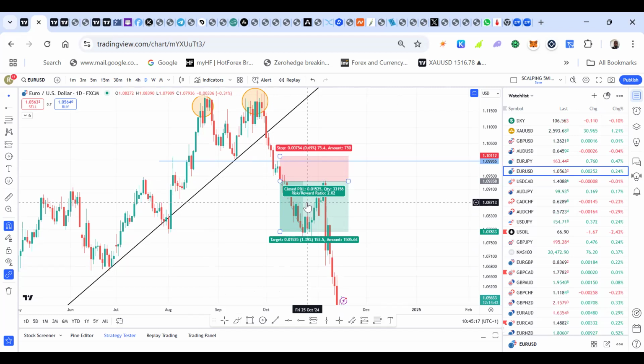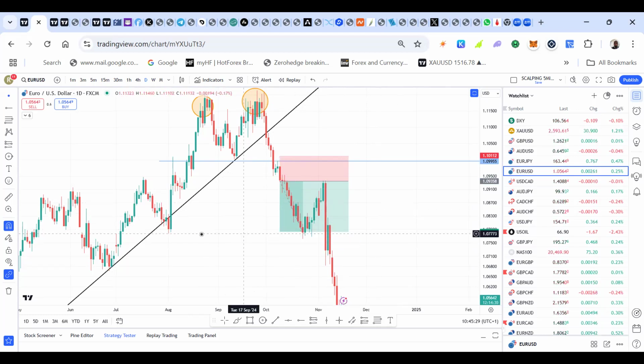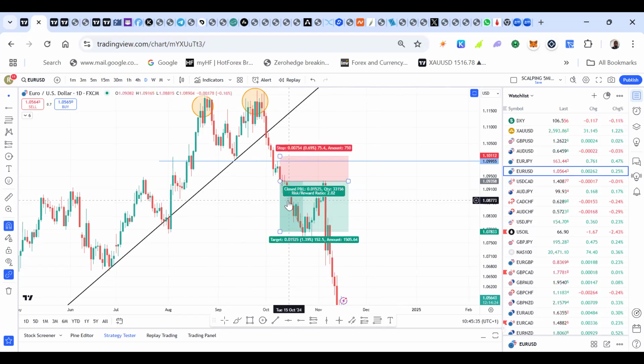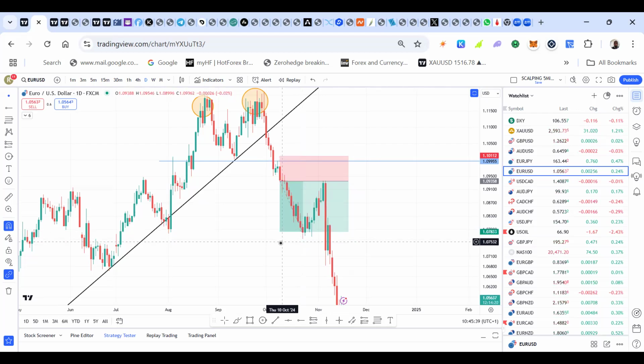It's giving us 152 pips. Okay, this is Euro USD. It's giving us 162 pips in how many days? So let's assume you enter this trade here. So 1, 2, 3, 4, 5, 6, 7, 8, 9, 10. So 10 days. All right.